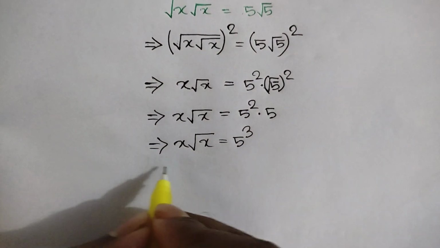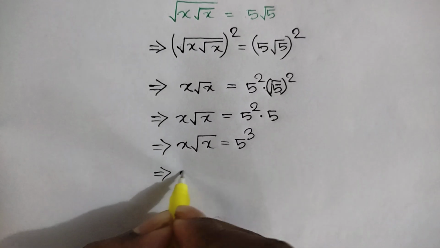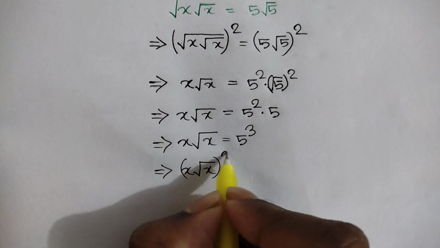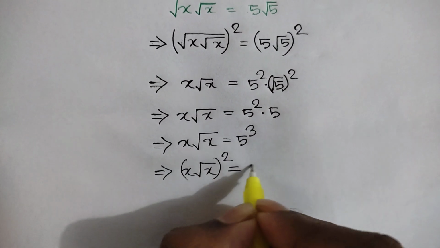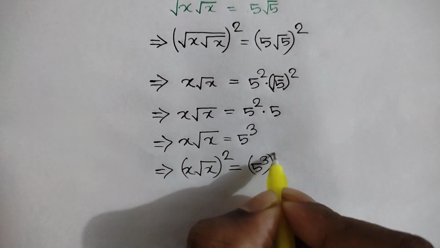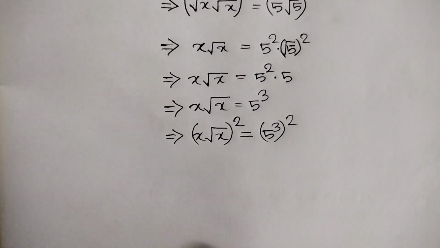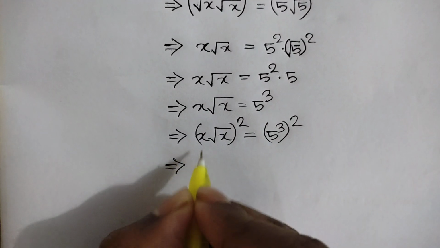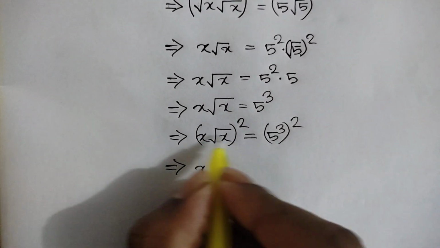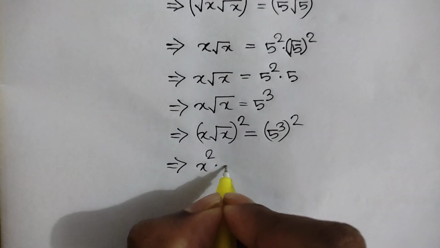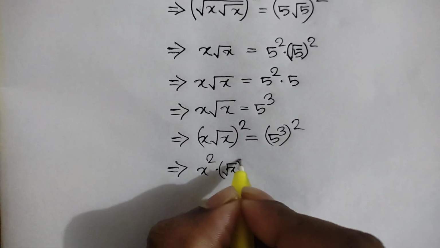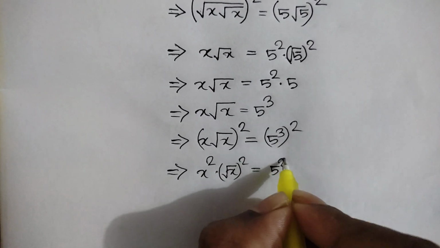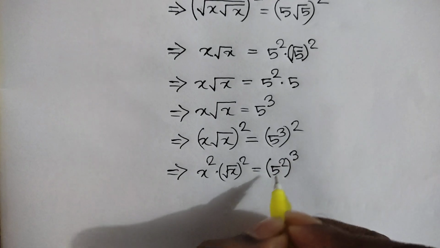Now taking square to both sides, we can write x times square root of x, whole square, is equal to 5 cube whole square. It will remain x square times square root of x whole square is equal to, here we can write 5 square whole cube.